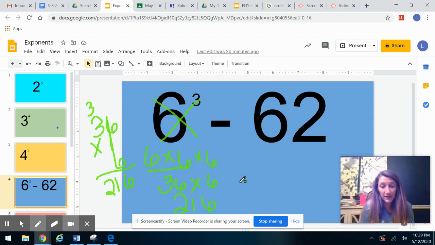And so my last step is to subtract 62 from that. So I would say 216 minus 62. So that would be 4. Cross this off, make it a 1, which makes that an 11. 11 minus 6 is going to be 5, and that would be a 1. So this would equal 154.